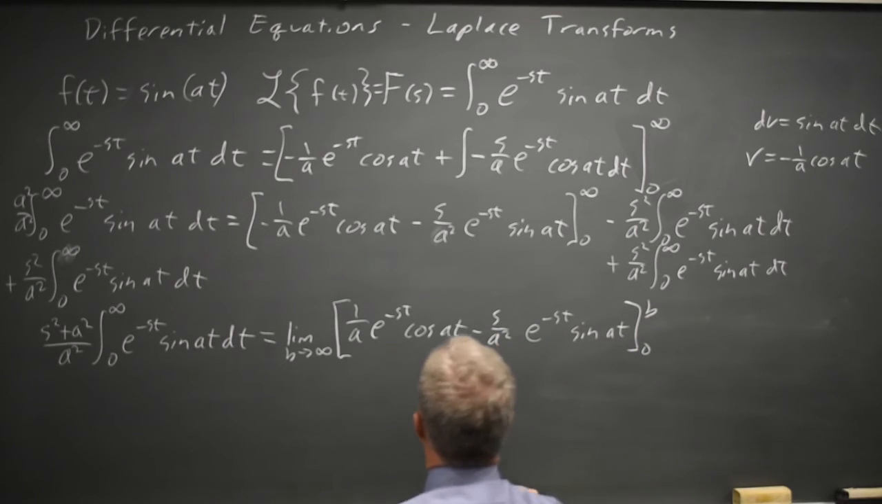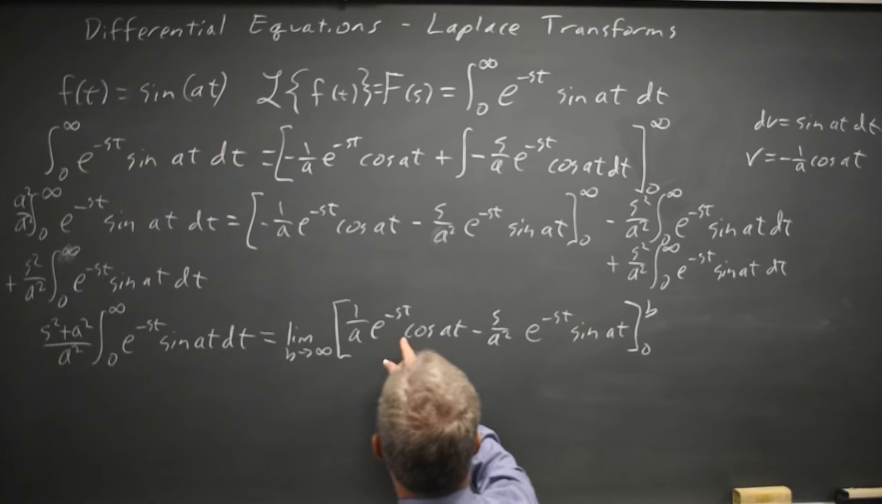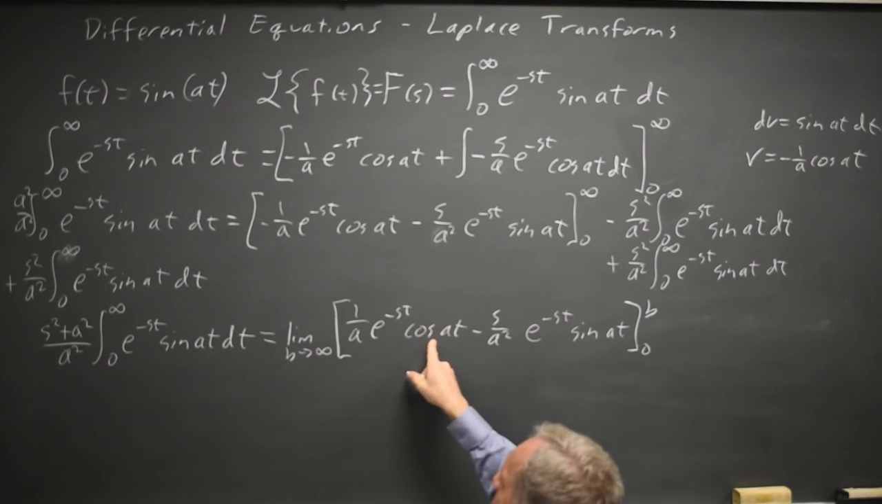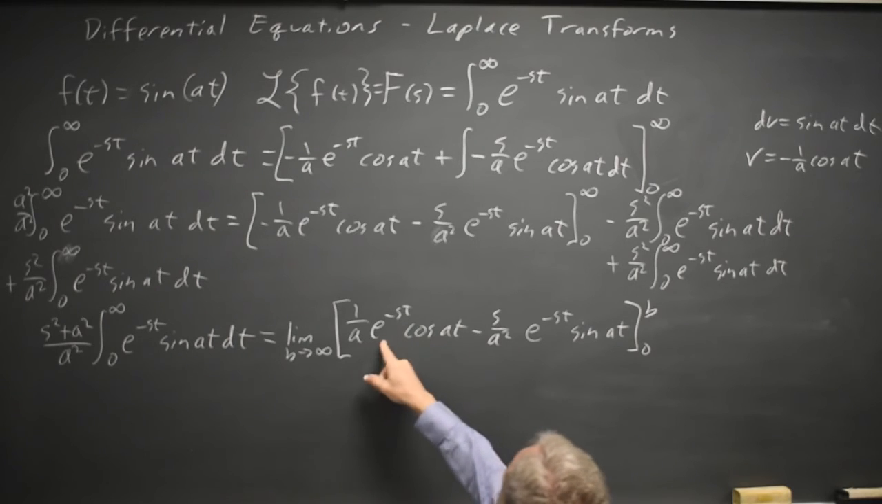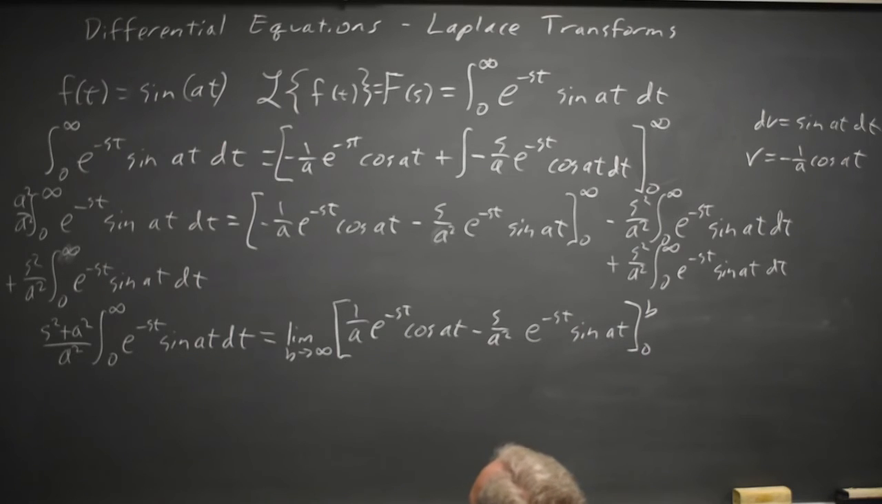Substituting in b as b goes to infinity, I get an exponential times something bounded between plus and minus 1. So for s greater than 0, this goes to 0 and this goes to 0. So I only have to worry about at t equals 0.